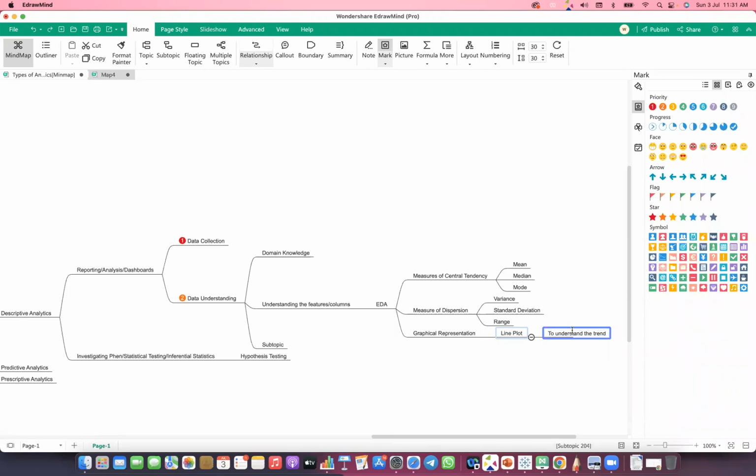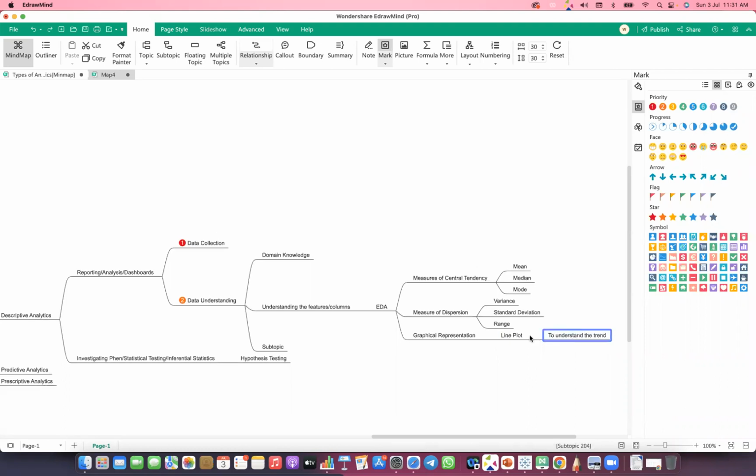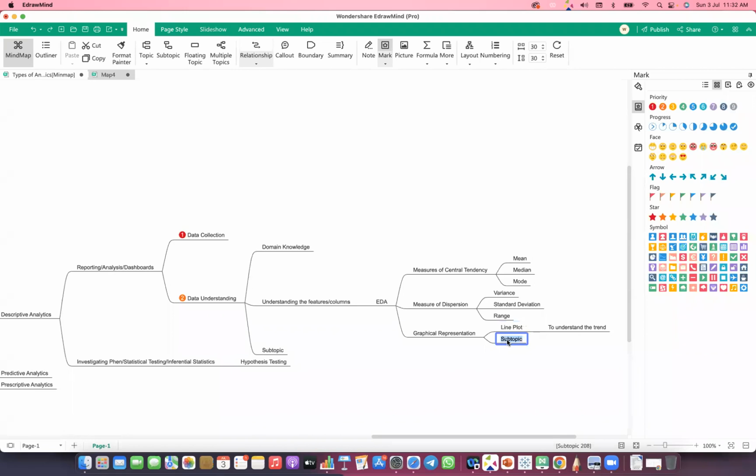How the salary of a data scientist is going. For example, what is the demand of data science from the last 1 year? Do we use a line plot? Yes, we will be using line plot. And apart from line plot, do we use box plot? Box plot, we will be discussing later. I'm just giving a rough idea.